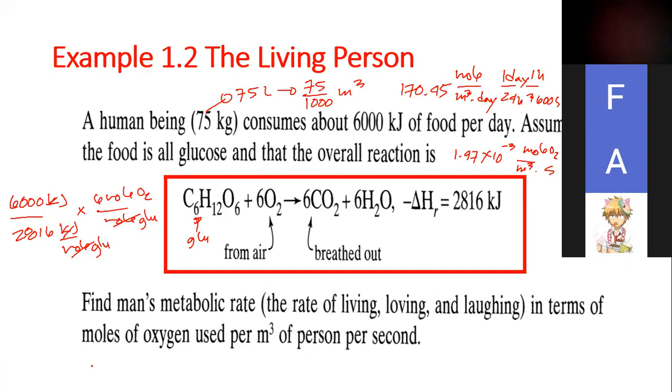That's man's metabolic rate, the rate of eating, loving, and laughing. Nice book. Actually, Levenspiel and Fogler, they are both nice. They are readable, very readable. I don't know about our boards, but Bannes is also very good, though these two books are more readable than Bannes.